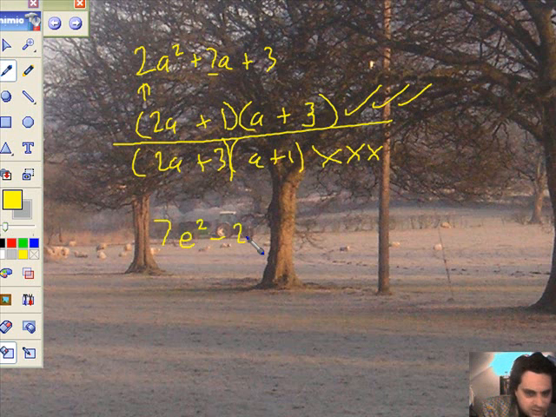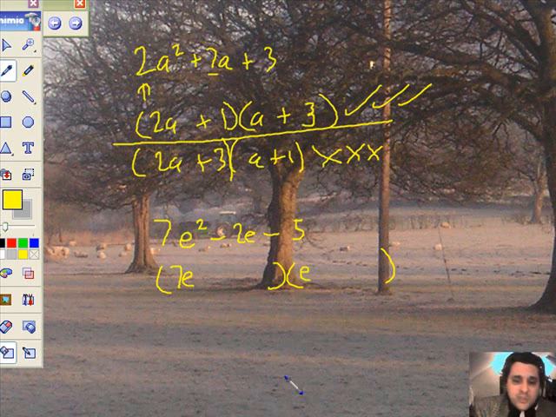7e squared minus 2e minus 5. Now there's only one way of splitting off 7e squared, which is to go 7e and e. Now how should we make 5? Again, prime number, the only way to do it is 1 times 5. If I put a 5 there, I'm going to end up with 35 e's. I can't see making minus 2 e's out of that.